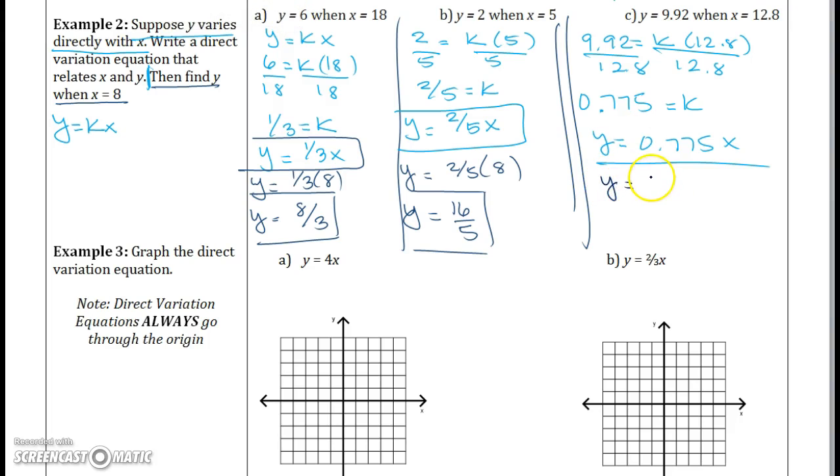Next thing, now you can do this without me. Y equals 0.775x. X is still 8. So when x is equal to 8 for this direct variation equation, y is equal to 6.2. And there you have it.